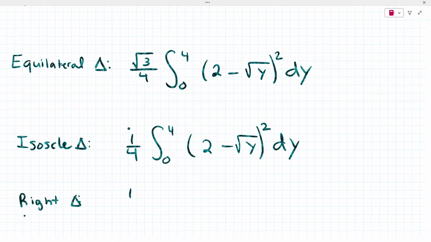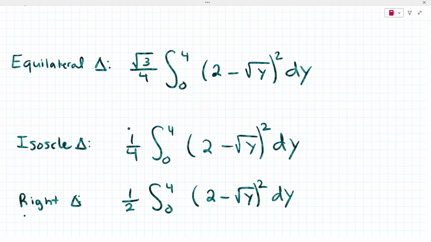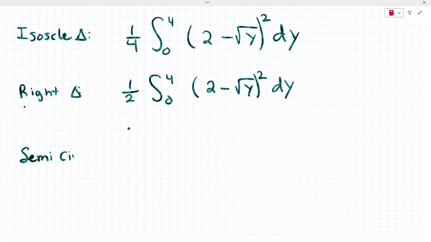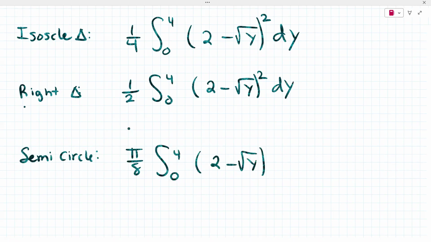What about a right triangle? It's going to be 1/2 from the integral 0 to 4 of (2 minus radical y) squared dy. And then what about a semicircle? It's going to be pi/8 from the integral 0 to 4 of (2 minus radical y) squared dy.